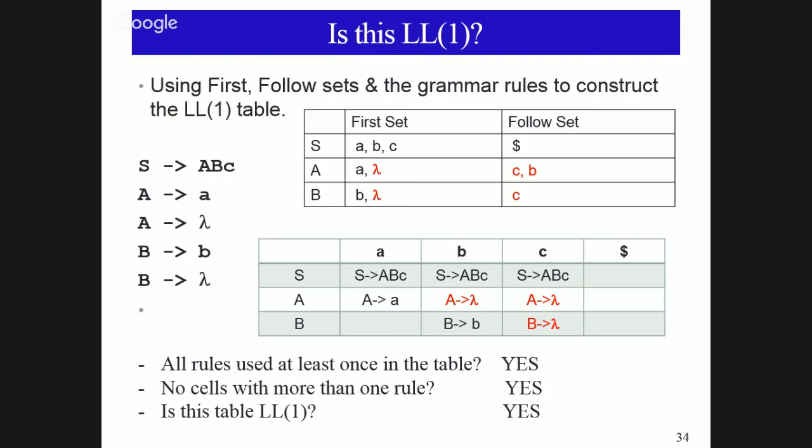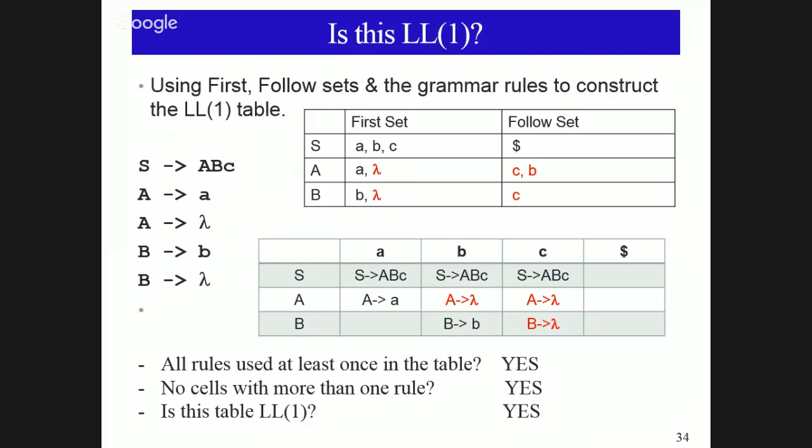Why would something not be LL1? Well, this one obviously is. Do I have all the rules at least once in the table? Yes, they're out there, more than once actually. Are there any cells with more than one rule? No, they all just have one. Is this table LL1? Yes. Okay, that's how you tell.